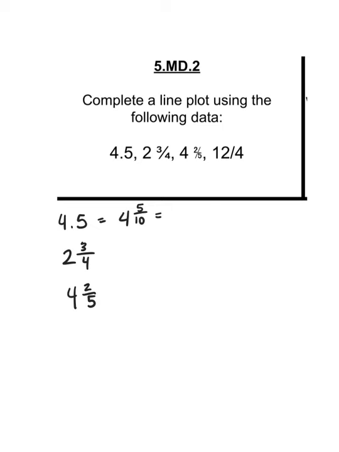Once you have it in fraction form, you might immediately think or recognize that 5/10 is equivalent to 1/2. Then we have 2 3/4, 4 2/5, and 12/4. Our 12/4 is a reminder to us that our division or our fraction bar is also a division sign. We can write all fractions like this. 12 divided by 4 just so happens to be equal to 3. So this fraction actually has a value that is a whole number.